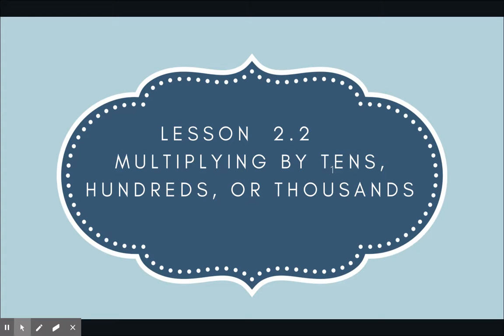You'll notice that we skipped Lesson 2.1. That's because it was a very basic lesson on how to use a calculator. So if you are having trouble using a calculator, be sure to email your teacher and let them know. Otherwise, we'll start here with Lesson 2.2.